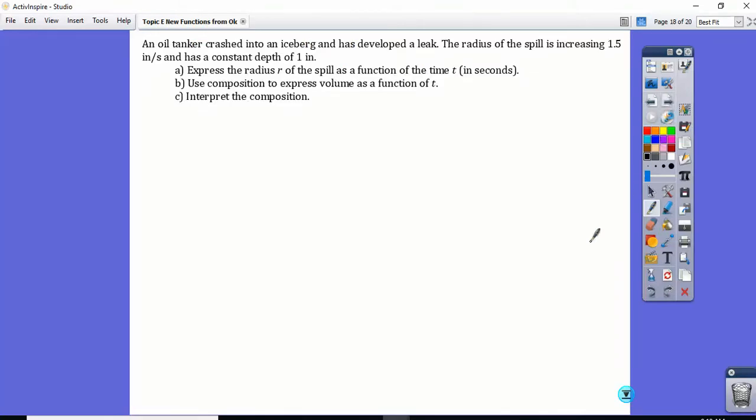Let's take a look at another one. An oil tanker crashed into an iceberg and has developed a leak. The radius of the spill is increasing 1.5 inches per second and has a constant depth of 1 inch. Part A, express the radius of the spill as a function of time t. Oh, sorry, 1.5.